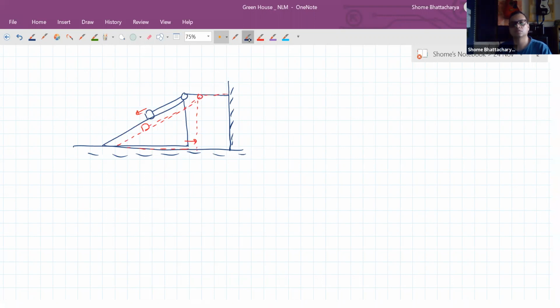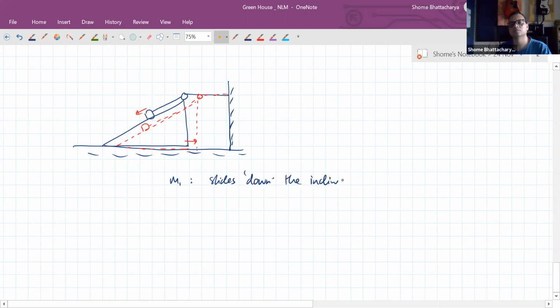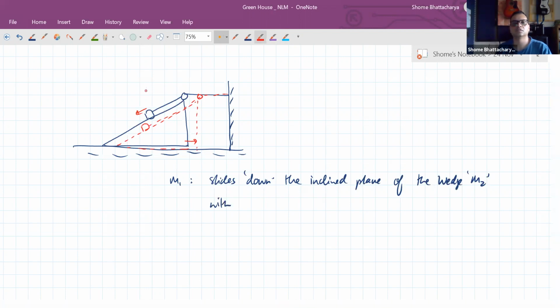So M1 has a tendency to slide down the inclined plane of the wedge M2 with, let's say, acceleration AR. Now why are we writing this as AR?